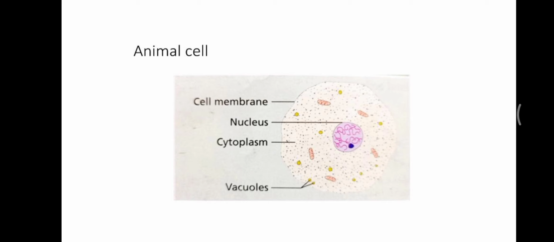So students, in today's lecture I have explained the function of chloroplast, cell wall and vacuole in plant and animal cells and their differences. If you find any difficulty in this lecture, you can ask me.